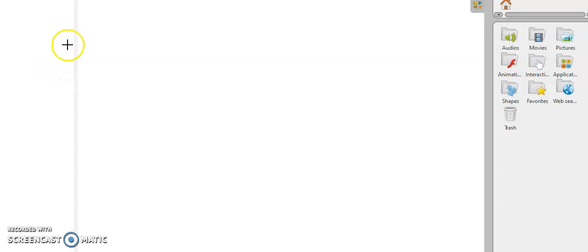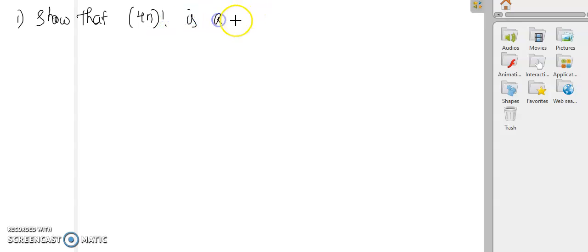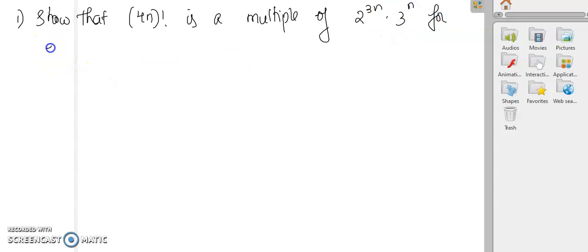Good morning all. So in today's class we will see a few more problems on multisets. So the first question is, show that 4n factorial is a multiple of 2 raised to 3n into 3 raised to n for each natural number n.